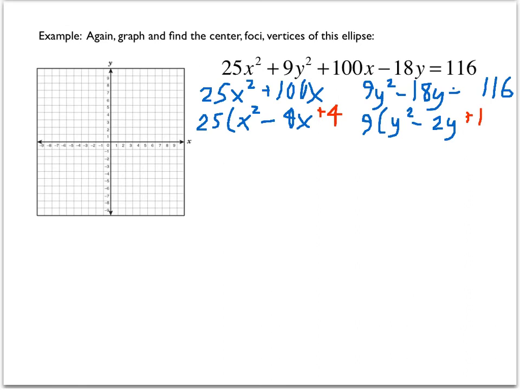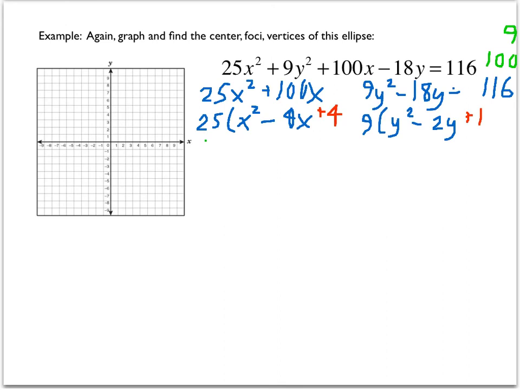And then here's where the tricky part comes in. It looks like I should maybe just be adding 5 to each side, 4 here and 1 here. But that's not true because I'm still multiplying that expression by 25 and 9. So here's kind of a tricky part here. What I'm going to really add to each side now is 100. That's 25 times 4. And 9. That's 9 times 1.